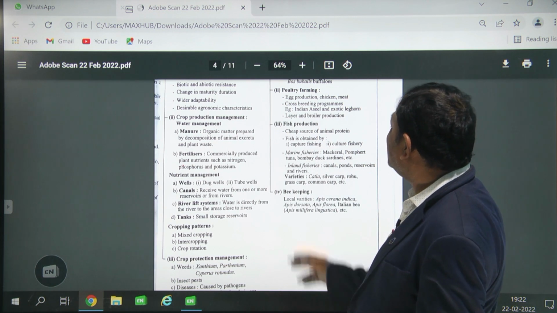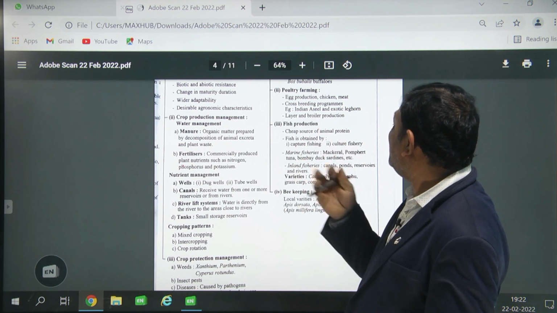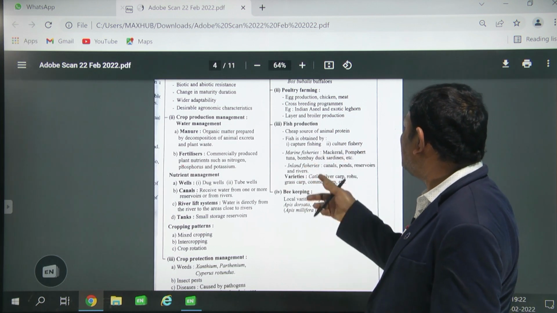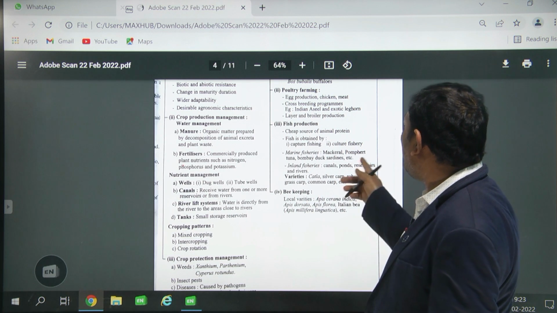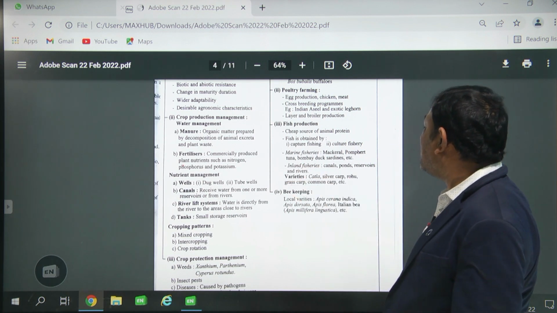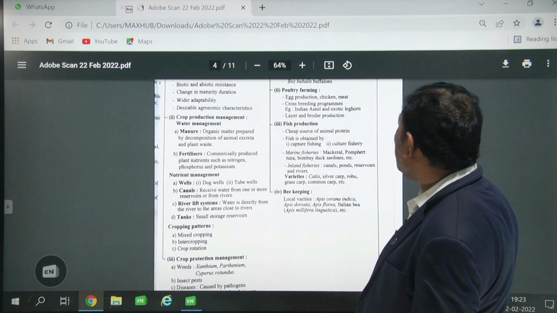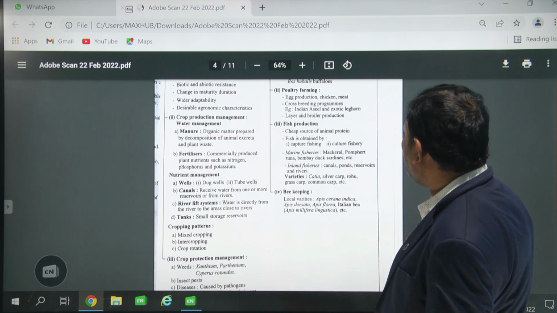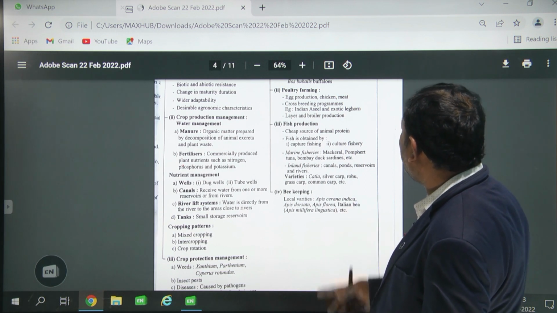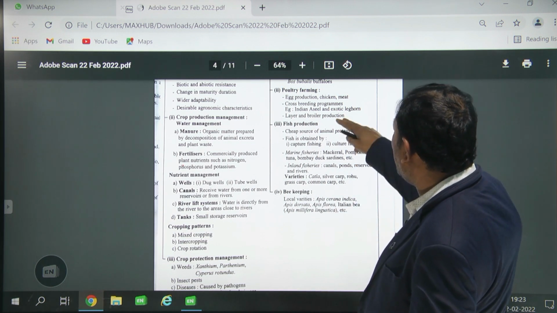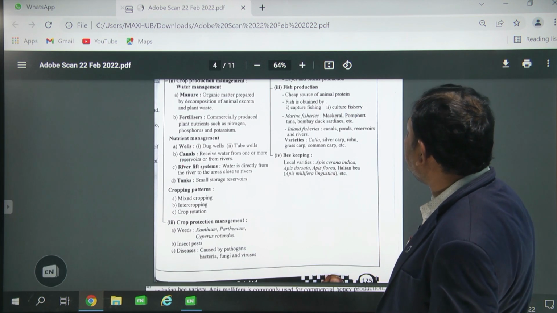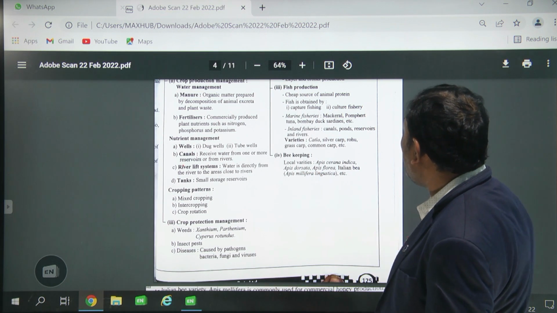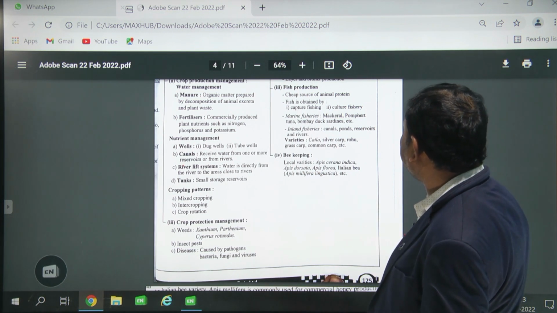Fish production, chief source of animal protein. Fish obtained by capture fishing and culture fishing. Marine fisheries, example mackerel, pomfret, tuna, Bombay duck, sardines. And inland fisheries, generally canals, ponds, reservoirs and rivers. Varieties: katla, silver carp, rohu, grass carp, common carp. Beekeeping, local varieties Apis cerana indica, Apis dorsata, Apis florea, Italian bees.